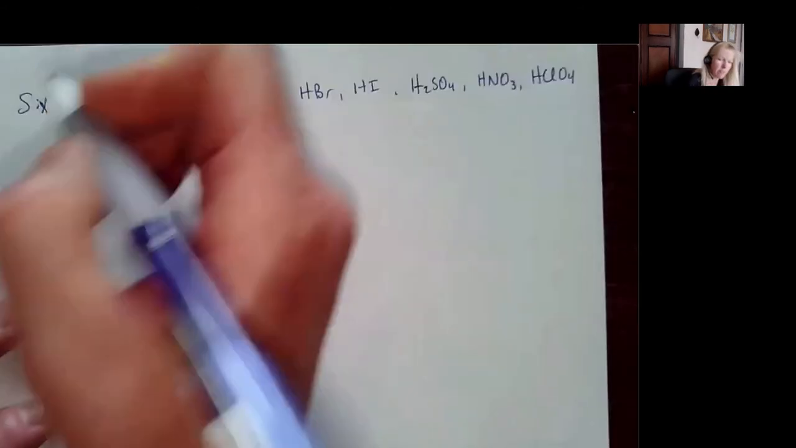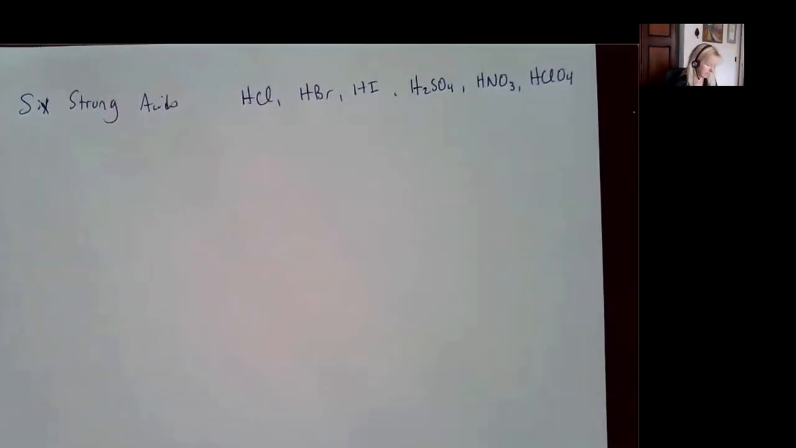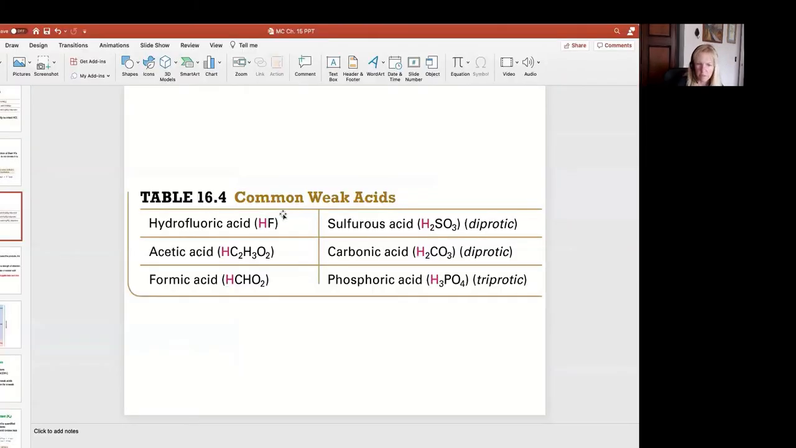That means that everything else is going to be a weak acid. A weak acid is only going to partially dissociate. Some common weak acids are hydrofluoric acid, acetic acid, so this is vinegar, formic acid, sulfurous acid, and carbonic acid. Sulfurous acid is not the same as sulfuric acid. Sulfurous acid has 1 less oxygen. Then carbonic acid, phosphoric acid, and you see these say diprotic and triprotic.